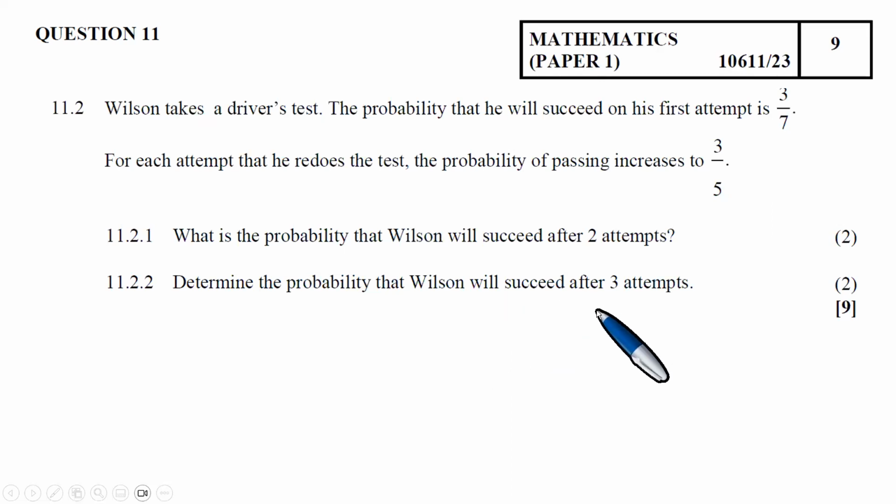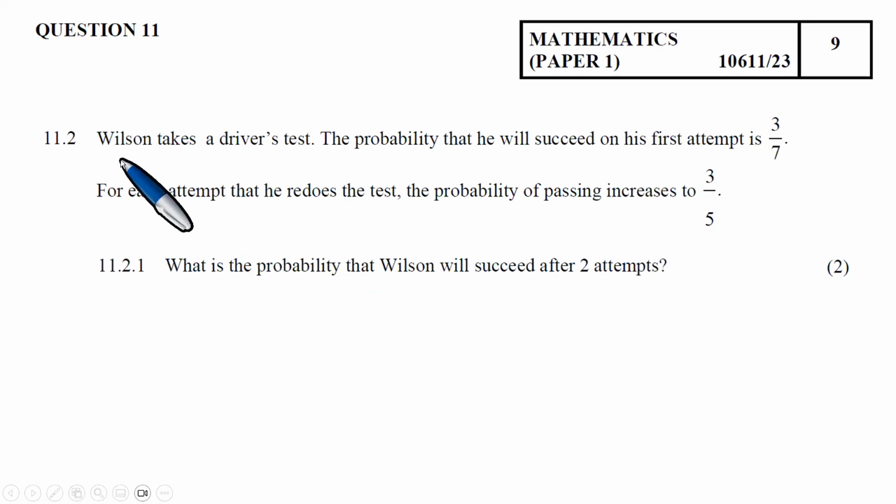So we look at this question. I've made space available for this question. Wilson takes a driver's test, and the probability that he will succeed on his first attempt is 3 out of 7. For each attempt that he redoes the test, the probability of passing increases to 3 out of 5. What is the probability that Wilson will succeed after 2 attempts? First things first, we proceed as follows. This question considers exactly 2 things.